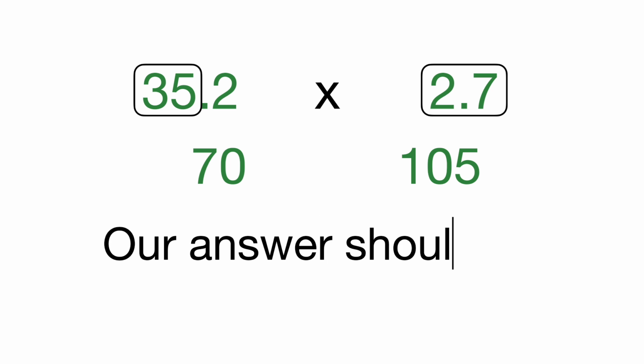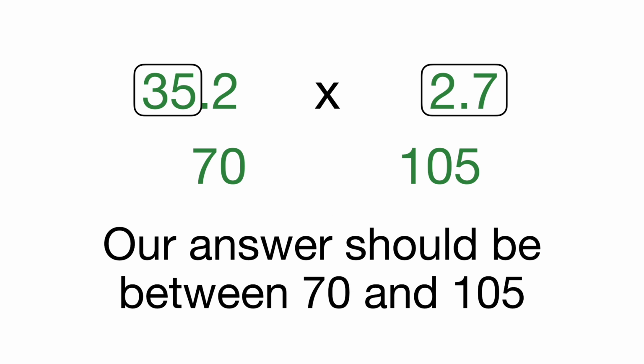So 35 times 2.7, we could say we're going to do 35 times 2 and 35 times 3 to give us a range of what number we should be looking for. So 35 times 2 is 70, and 35 times 3 is 105. So that means that our answer is going to be somewhere in between 70 and 105. So that is what we should be looking for. So now let's go ahead and do this whole process.